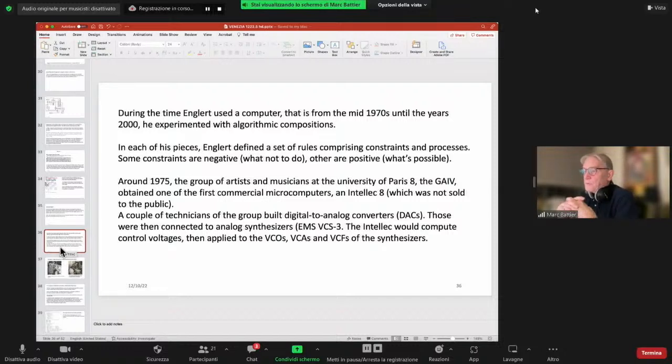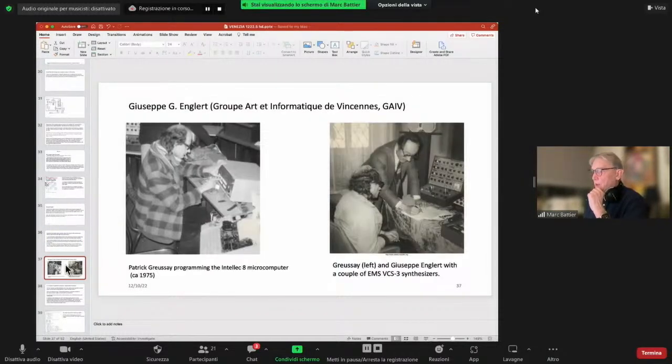Around 1975, the group of artists and musicians at the University of Paris 8, the GAIV, obtained one of the first commercial microcomputers, an Intellec 8, which was not actually sold to the public. A couple of technicians of the group built digital to analog converters, DACs. Those were then connected to analog synthesizers, which were EMS VCS3s. The Intellec would compute control voltages then applied to the VCO, the VCA, the VCF of the synthesizer. These are a couple of photos of the setup.